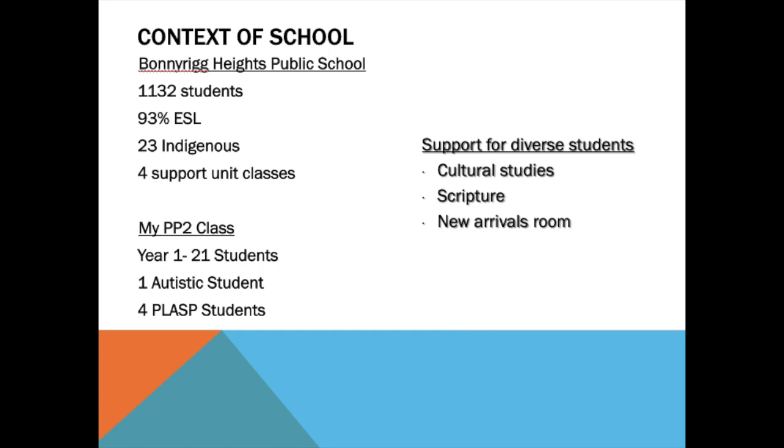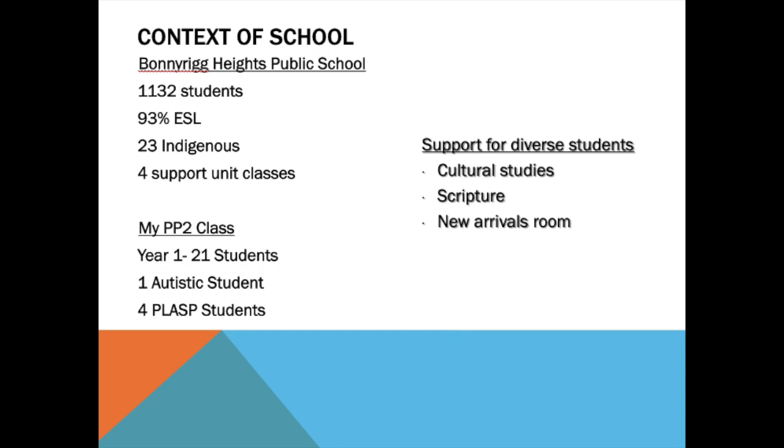Approximately 93% of the students in Bonnyrigg Heights Public School are from families who speak English as a second language. The school has 4 support class units catering for students with certain disabilities. Furthermore, the school is very diverse and tries to cater for those diverse students by providing them with cultural studies and scripture in which they learn about different cultures and about the religion. Lastly, the school has a new arrivals room. This room is for students who just arrived from their country and require that additional support.